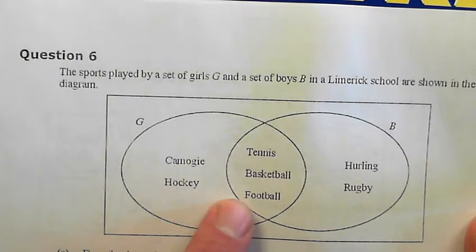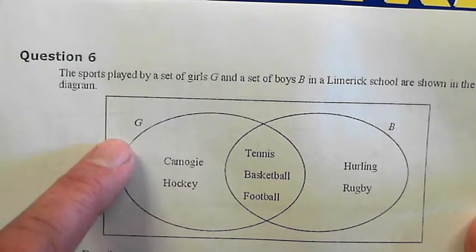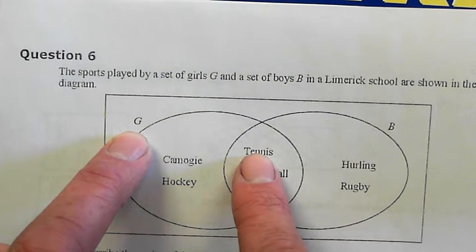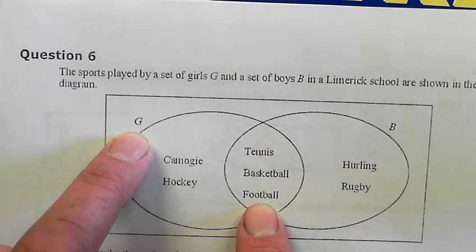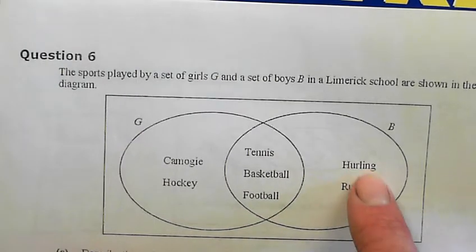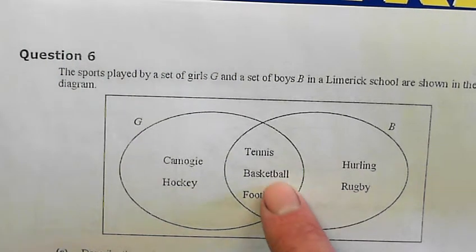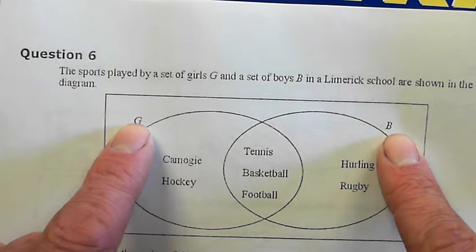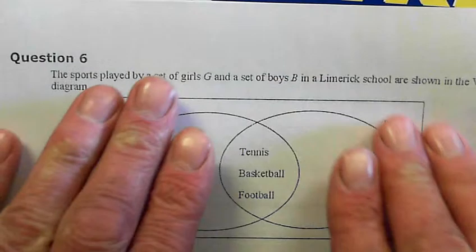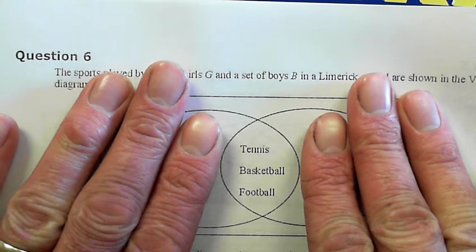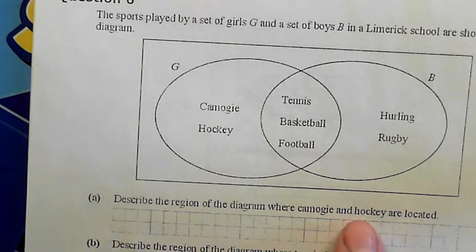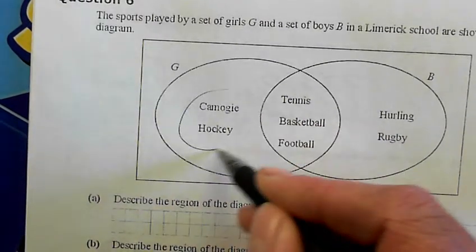Sports. So the girls, what do the girls play? The girls play camogie, hockey, tennis, basketball, football. The boys play hurling, rugby, tennis, basketball and football. What games do the girls and boys play? Tennis, basketball and football. Describe the region of the diagram where camogie and hockey are located.